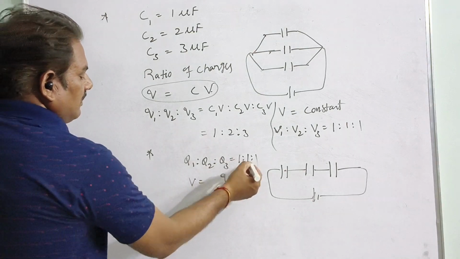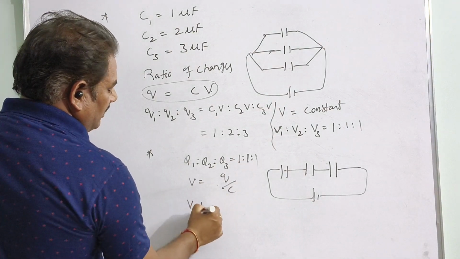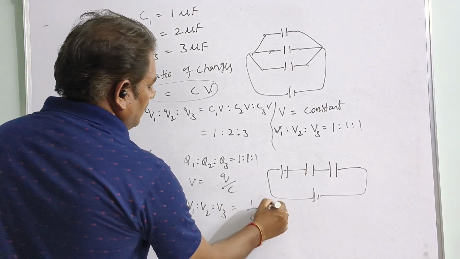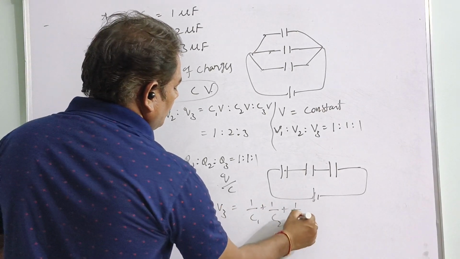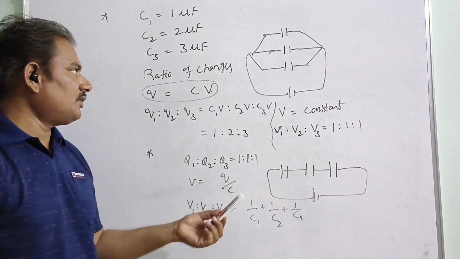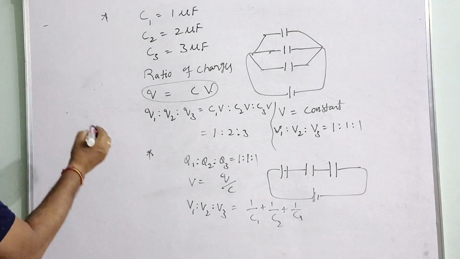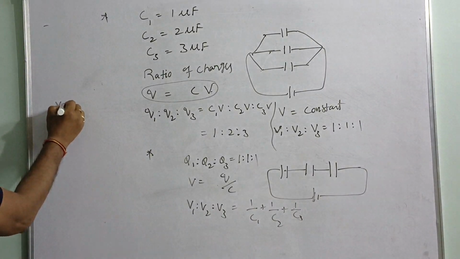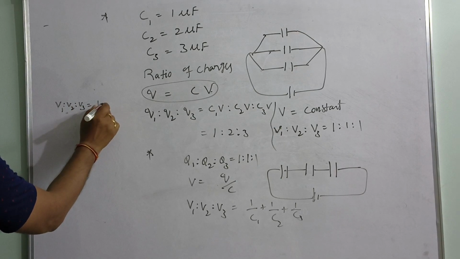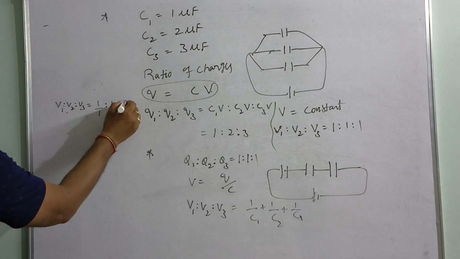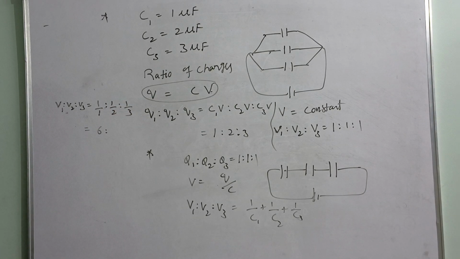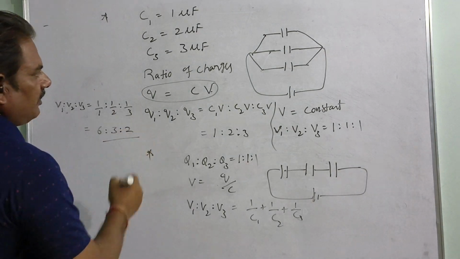So charge is same, then potential ratio V1 is to V2 is to V3 equal to 1 by C1 is to 1 by C2 is to 1 by C3. So the potential ratio V1, V2, V3 equal to 1 by 1 is to 1 by 2 is to 1 by 3. So that is the ratio 6 is to 3 is to 2.